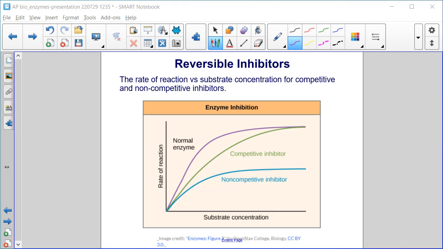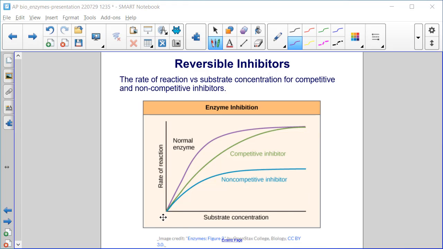All right, so here is a graph that shows the rate of reaction versus substrate concentration for competitive and non-competitive inhibitors. In purple is just normal enzyme function. Okay, that the rate of reaction will increase up to some maximum value even as we continue to increase the substrate concentration. For competitive inhibitors, remember we're competing for the active site. So as the substrate concentration increases, so does the rate of reaction up to the maximum that the enzyme can handle, even at normal function.